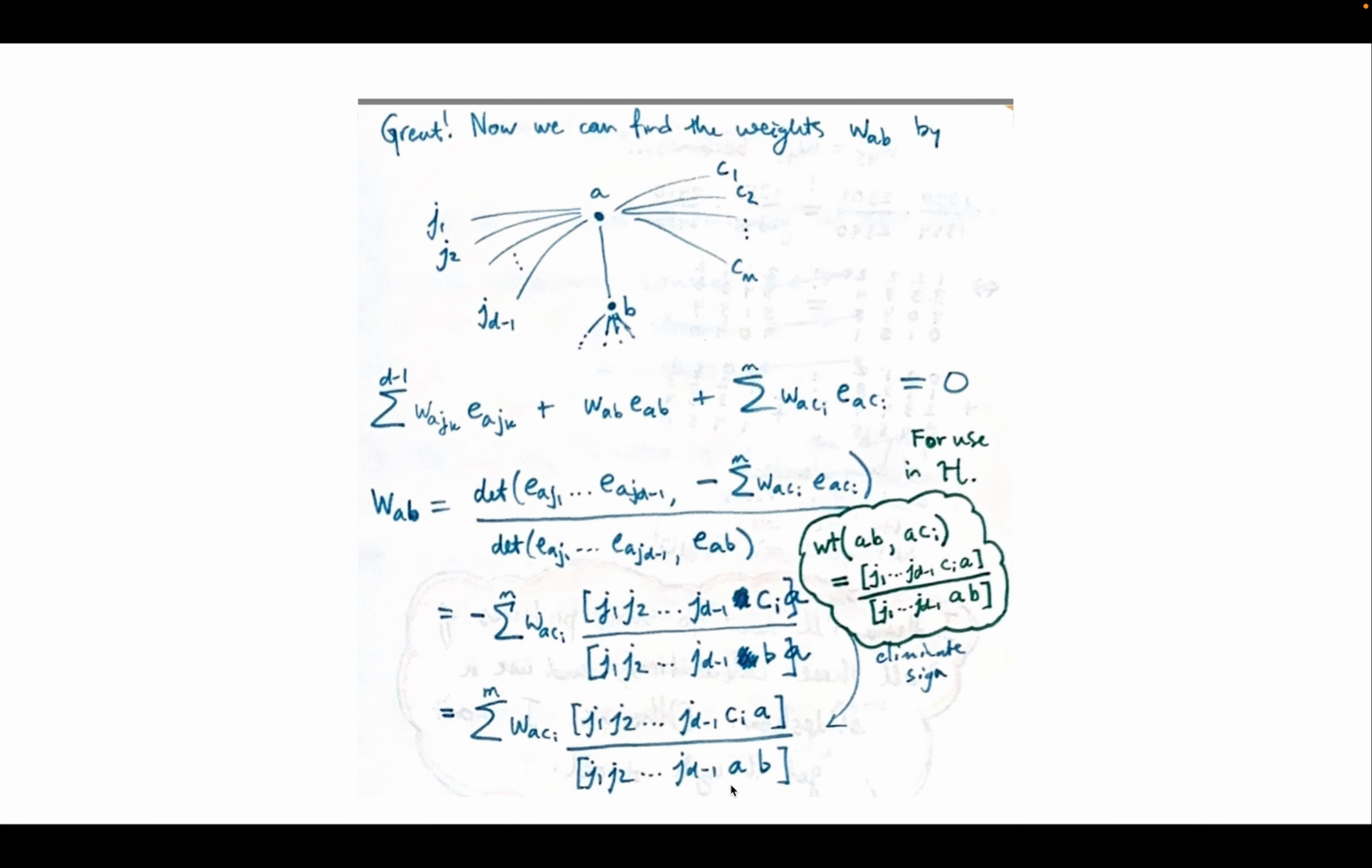Now later I'm going to call this ratio of volumes a weight on a directed acyclic graph whose nodes are the edges. So edge AB to edge AC will be an arrow in this graph on the line graph of the original graph, and it'll have this weight. But we'll do that later. Good. So now we can find all the WABs by just doing Cramer's rule at vertex A.